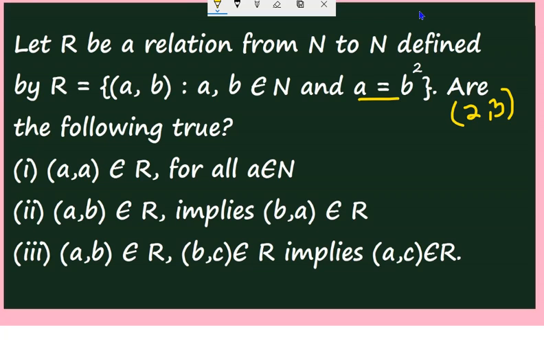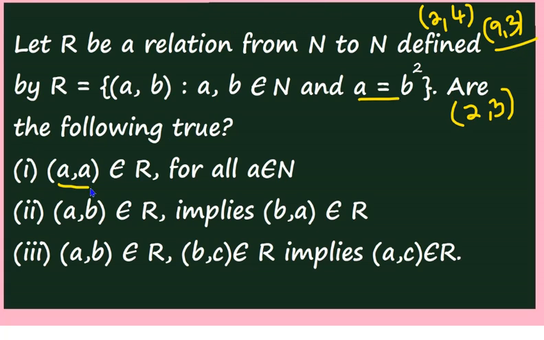I'll write one more element. See here, (2, 4). Whether (2, 4) is in R? No, (2, 4) is also not in R because 2 is not equal to 4 square, right? And I will check one more element. Whether (9, 3) is in R. Just check here whether a, 9 is equal to 3 square. Yes, therefore (9, 3) is in R. And this is the way of verifying whether the given element is in R or not.